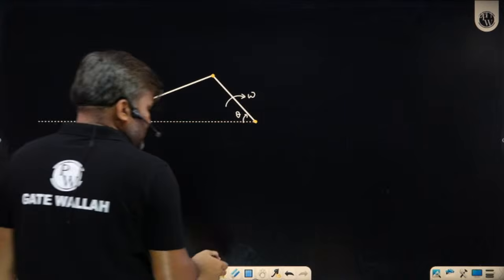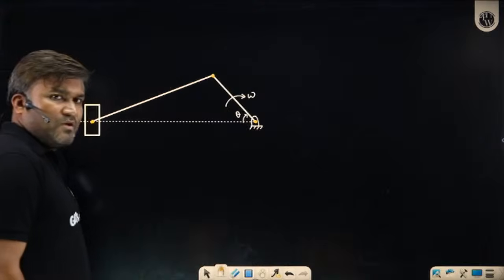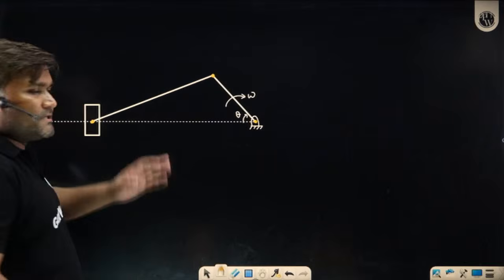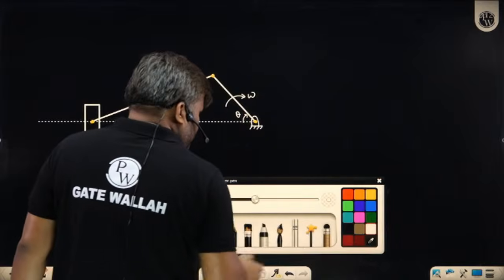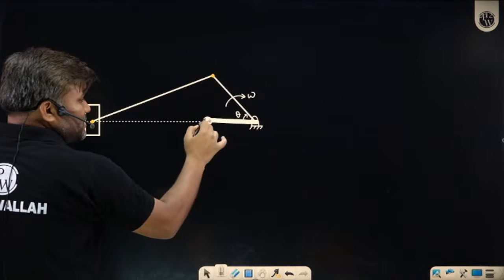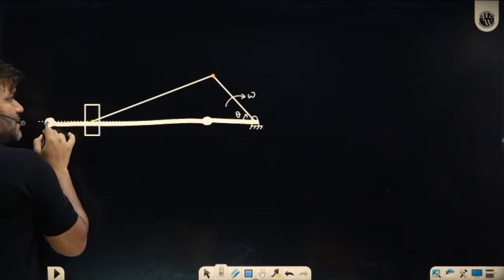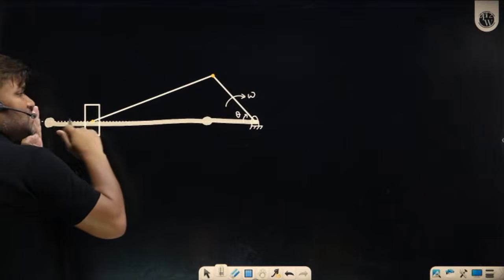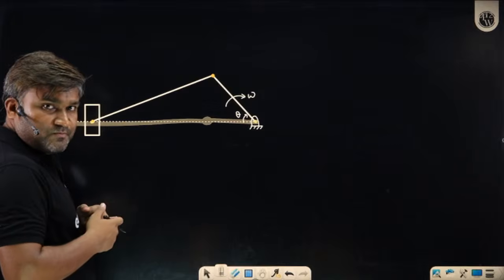Clear hai baat? This is your fixed link. Situation is this. What I want, sir, initially this crank was at this position, so the connecting rod was also horizontal and the piston was here. And this position I'm taking as my reference position.